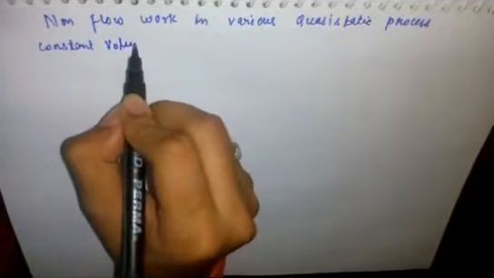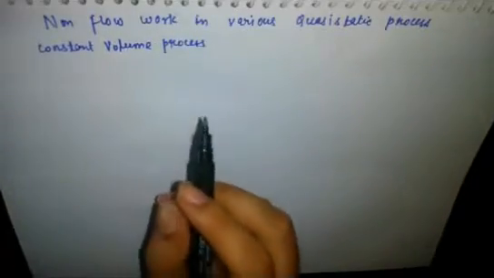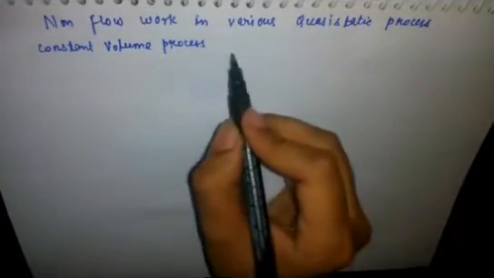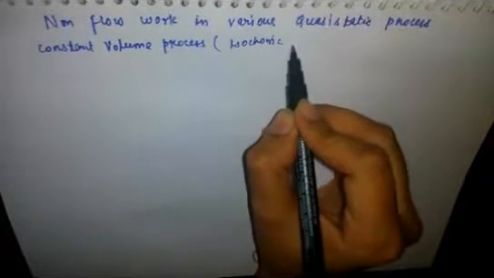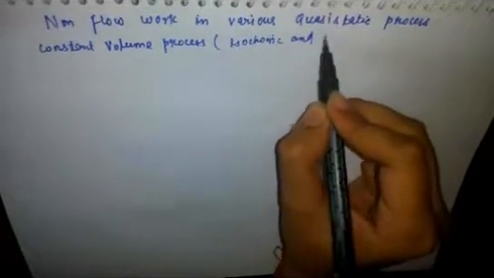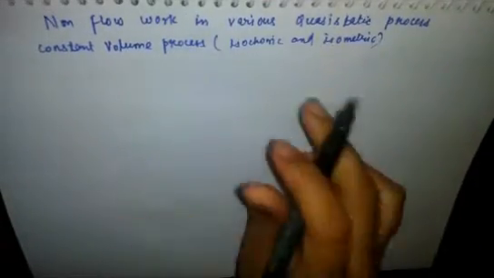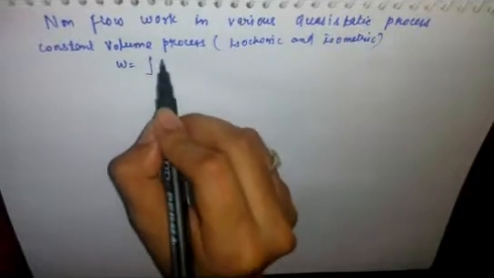Constant volume process. In a constant volume process, since volume is constant, it is also called isochoric and isometric process, and we know that W is equal to the integral of P dV.